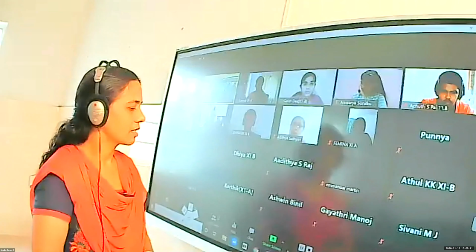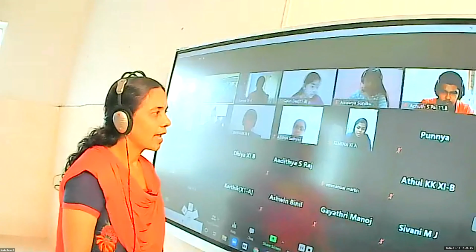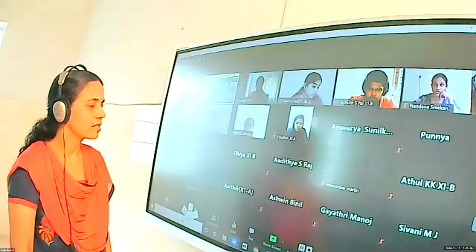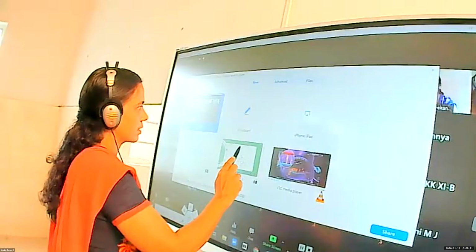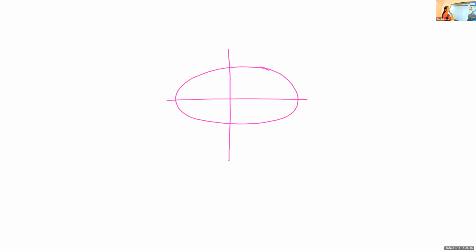So in the last class, we discussed about parabola, isn't it? Today, we are going to start with ellipse. So what is ellipse? Parabola means we say it is a U-shaped curve. Then for ellipse, usually we say that it is oval shaped. No, it will be in this form. If these are the two axes like this, okay, this is the ellipse.